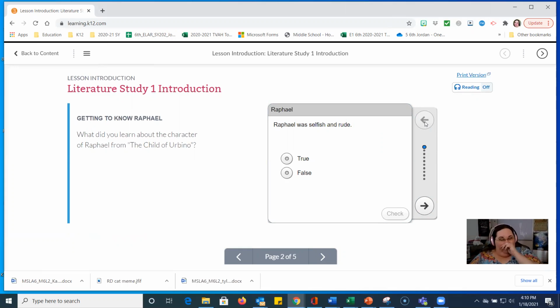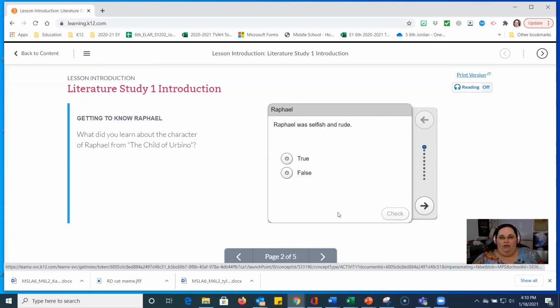Excuse me. Sorry. You'll need to go through those. I'm not going to go through all of those right now with you, but please do click through all of those and answer them and check to make sure your answers are correct. If you're missing a lot of them, maybe you need to stop, go back, and read. The Child of Urbino is found on page 300 of your online textbook.